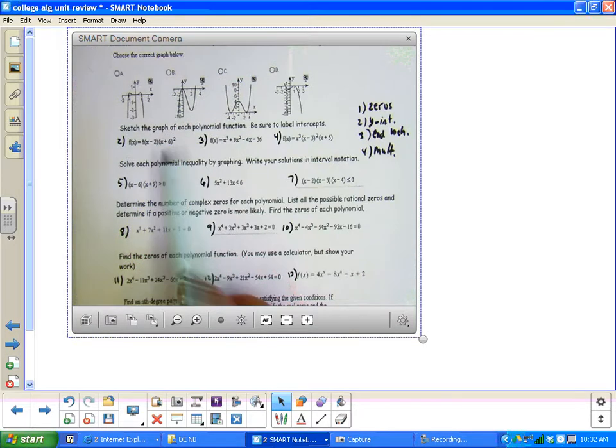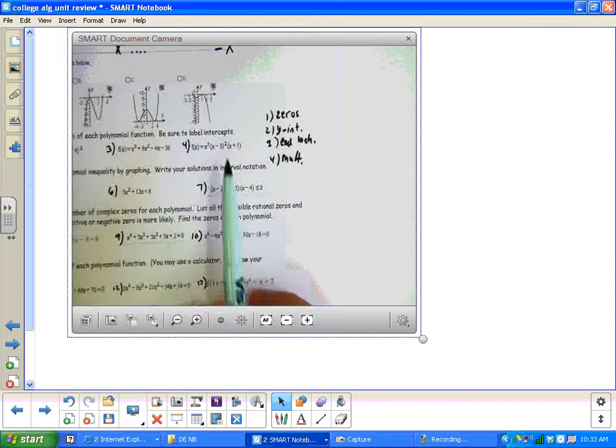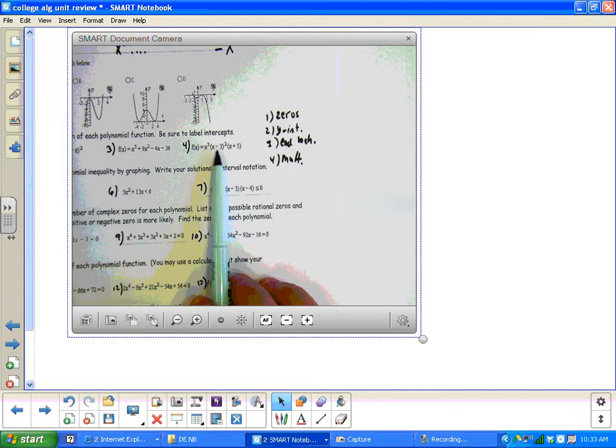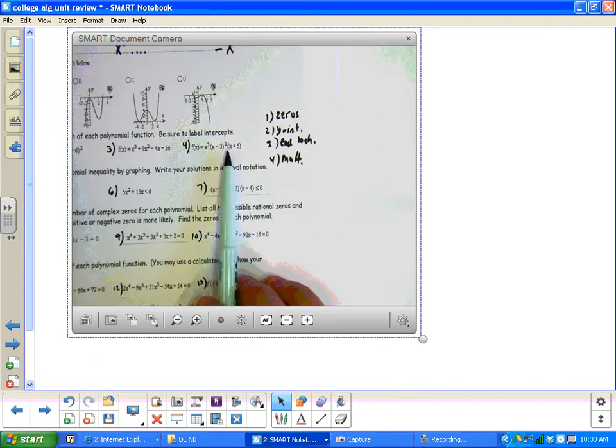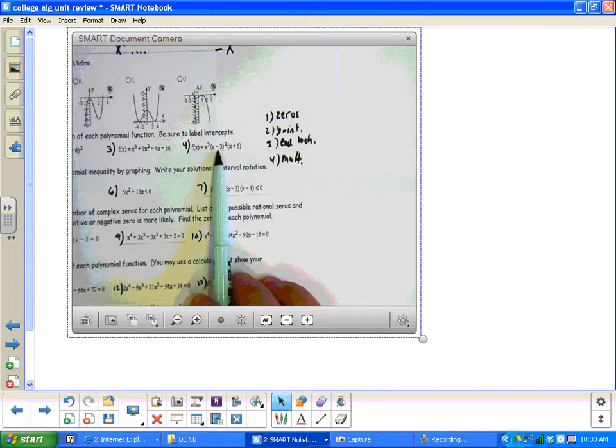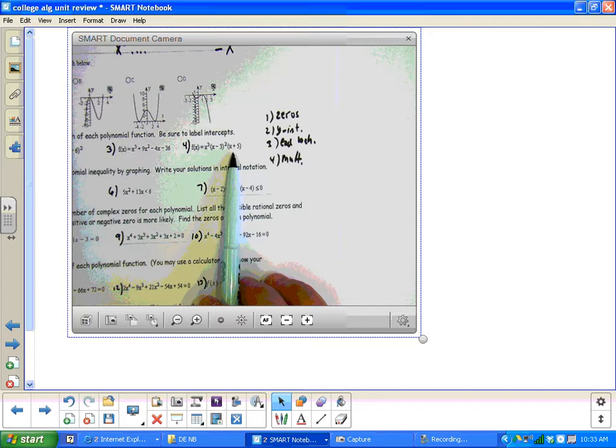Now, let's look at this one. So what are my zeros on this one? 0. What else? 3 and negative 5. Okay. So what would it do at 0 with being to the 3rd power? Snake through it. This one would touch it and turn around, and then this one would just go through it.